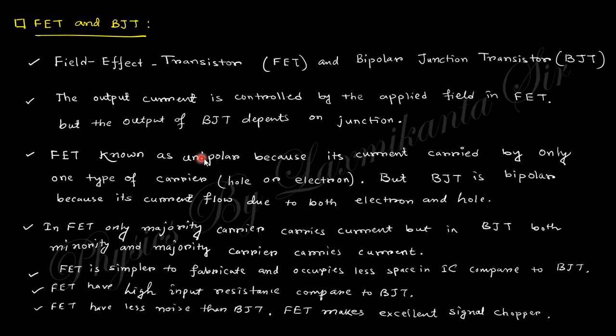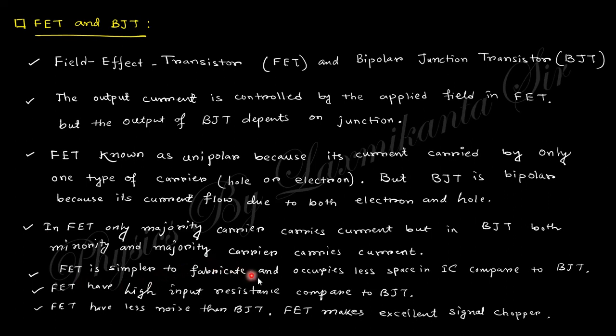FET is known as unipolar and the BJT is known as bipolar. Why? Because in a FET the current flows due to the majority carrier only, one type of carrier flowing through the channel or substrate, whereas in the BJT the current flows due to both carriers, the minority carrier and the majority carrier. That's why the BJT is known as the bipolar junction transistor, whereas the FET is known as the unipolar transistor.